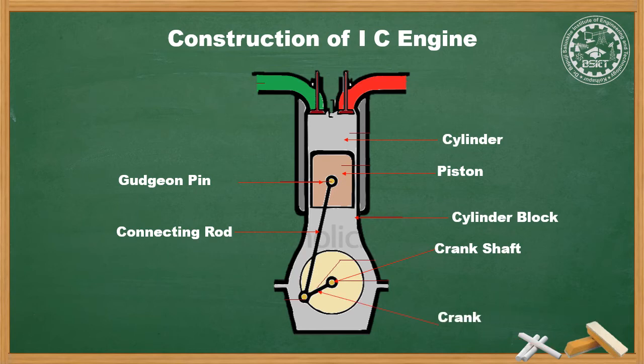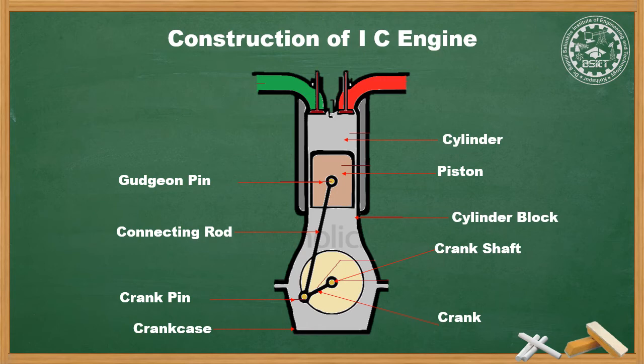The next is the crank, or the crankshaft. The crankshaft is the shaft which is connected to the connecting rod with the help of the crank pin. The next is the crank pin. This is the crank pin used to connect the crank, the crankshaft, and the connecting rod.